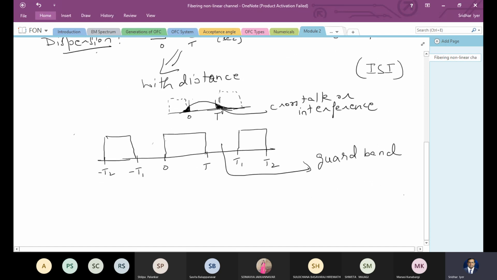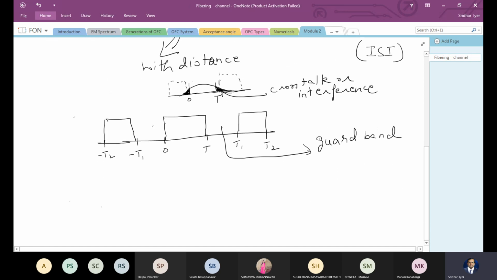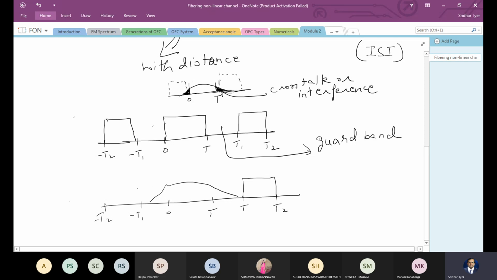Right? So what is the advantage of this guard band? The advantage of the guard band can be seen with this diagram. You have 0 to T here, you have T1 to T2 here. Now even if the bit between 0 to T elongates, disperses and looks like that, there is a large probability that it will not interfere with the previous and the next bit, right? So that's an instant solution to minimize interference.